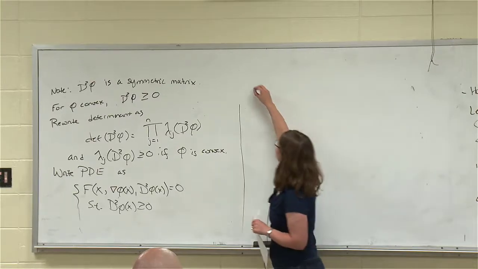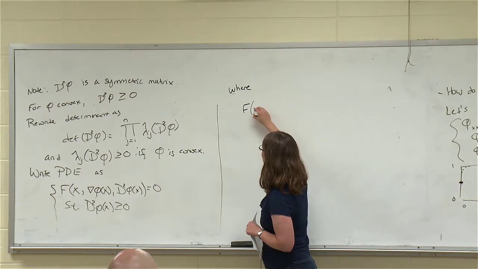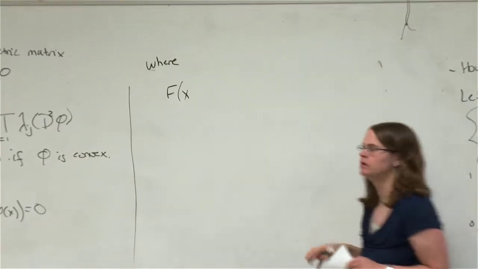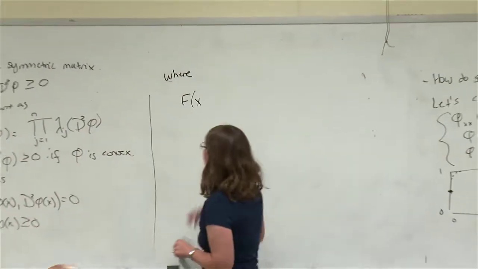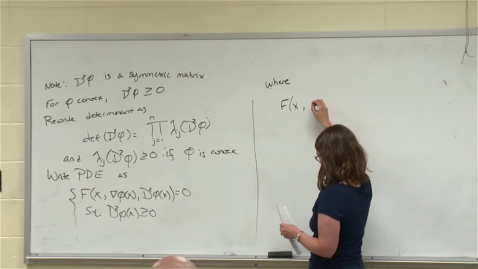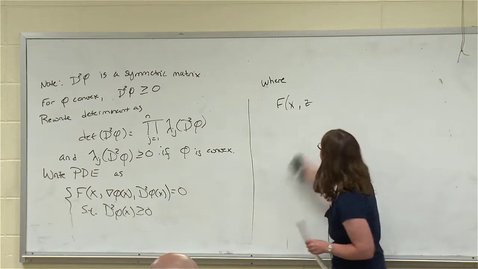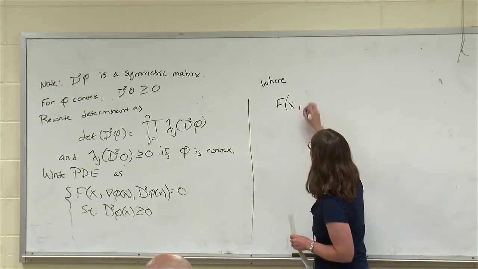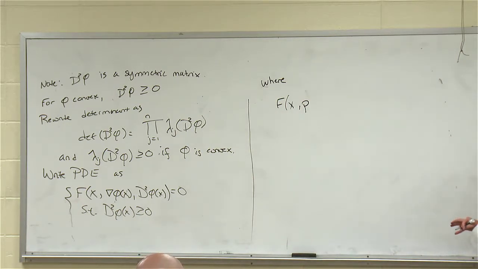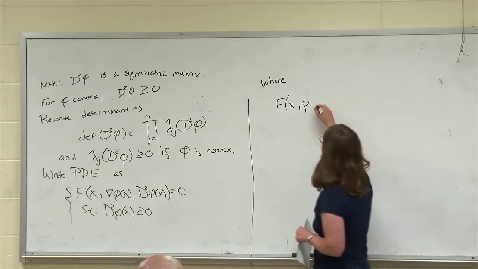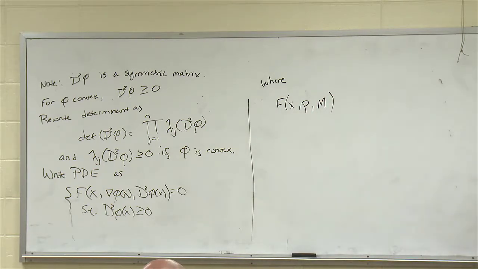Okay, and this is the form of the operator. So f for given inputs, so x is some value in the domain. Okay, gradient of phi, which I usually call z, maybe I'll call it p. Okay, so p is some value in R^n. M is some symmetric positive definite matrix.